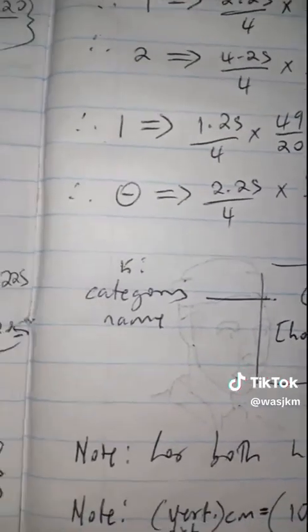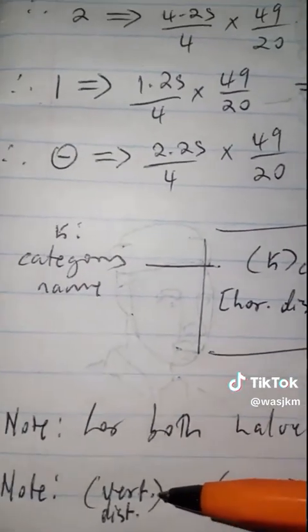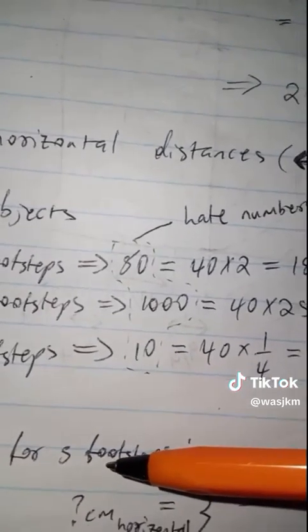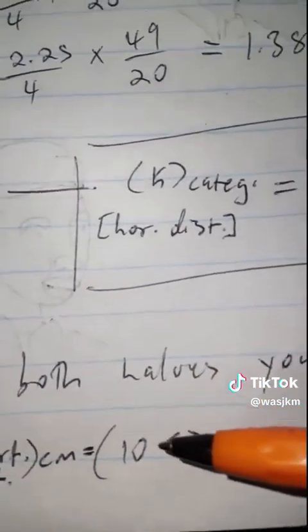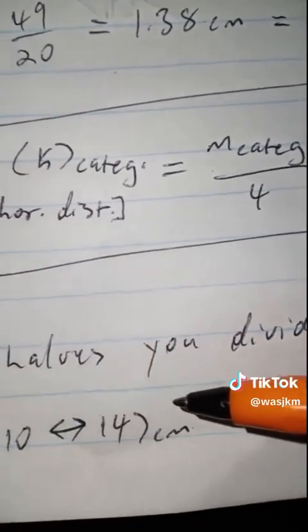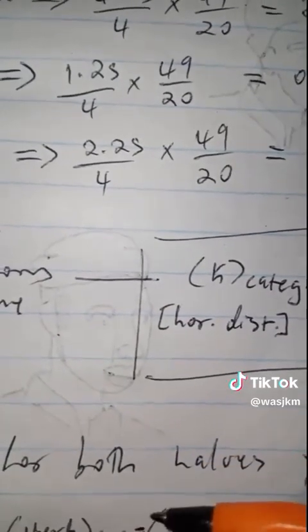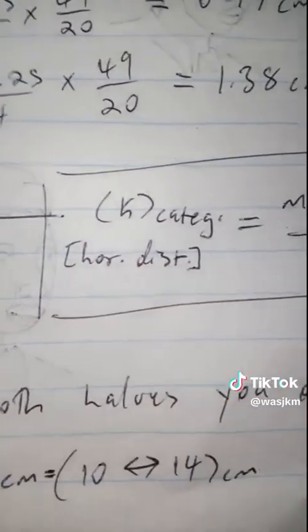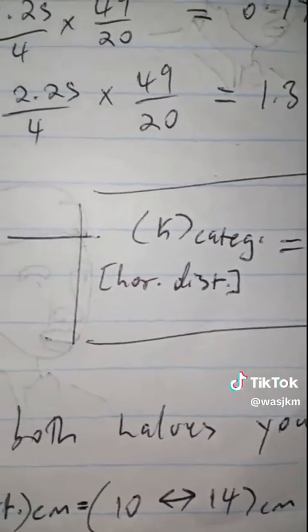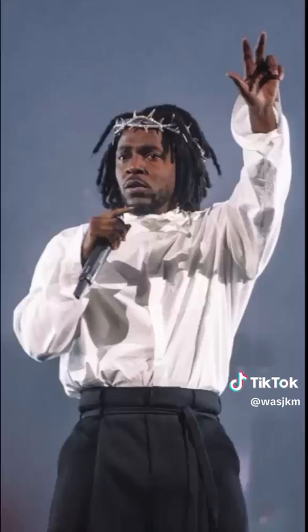And another thing to note is vertical distance as required by 5 footsteps is between 10 centimeters and 14 centimeters. And so guessing work is kind of permissible, and that's one of the beauties of this game.